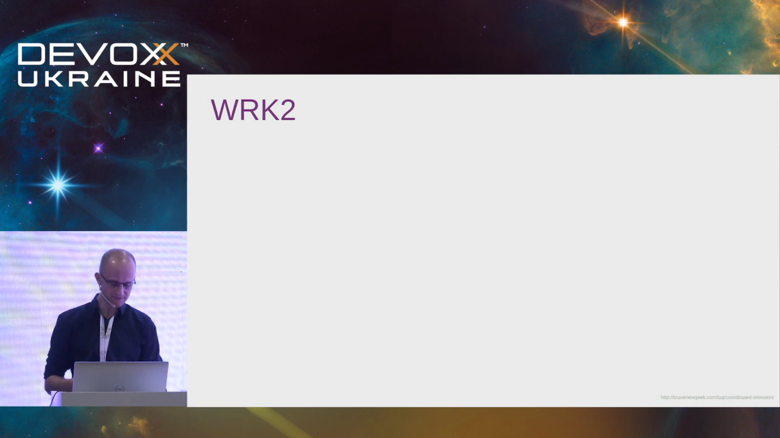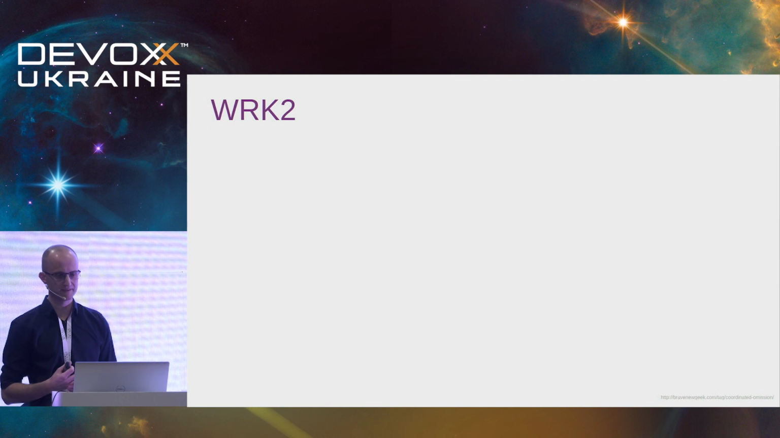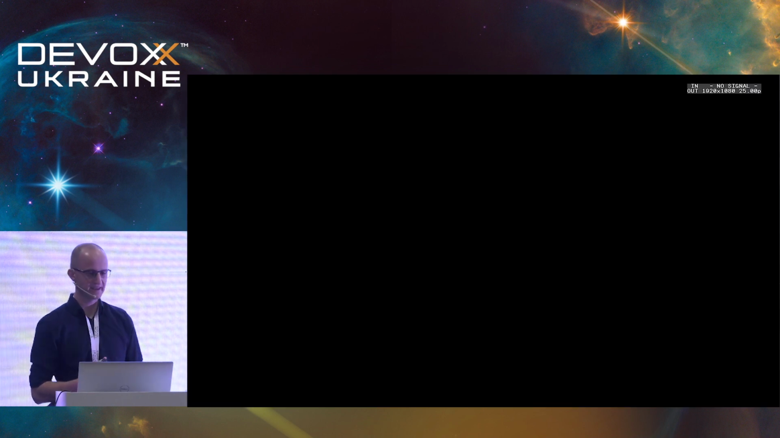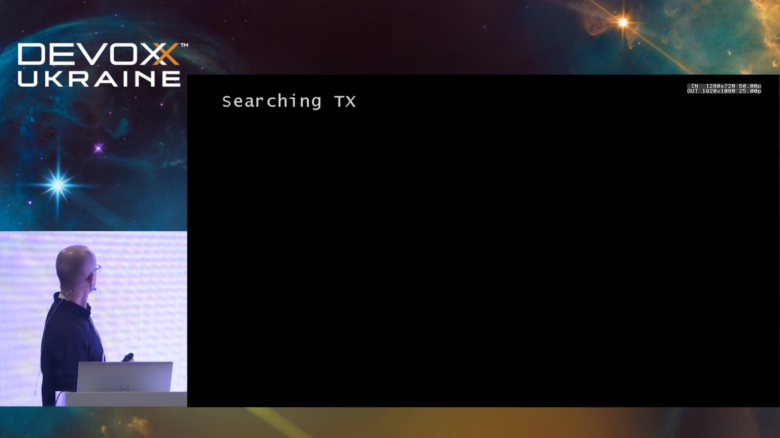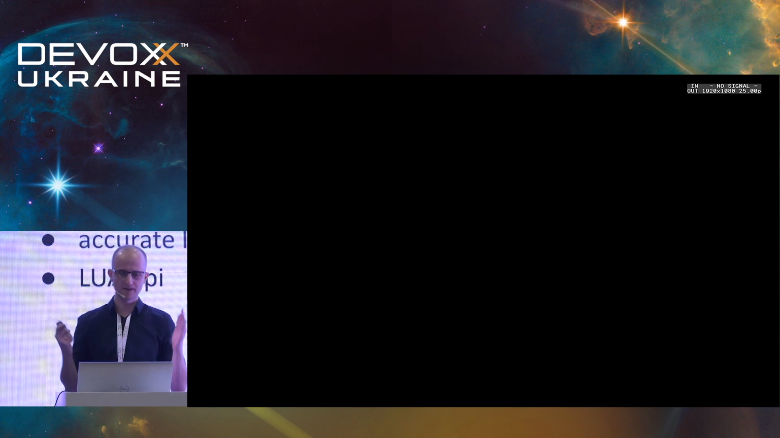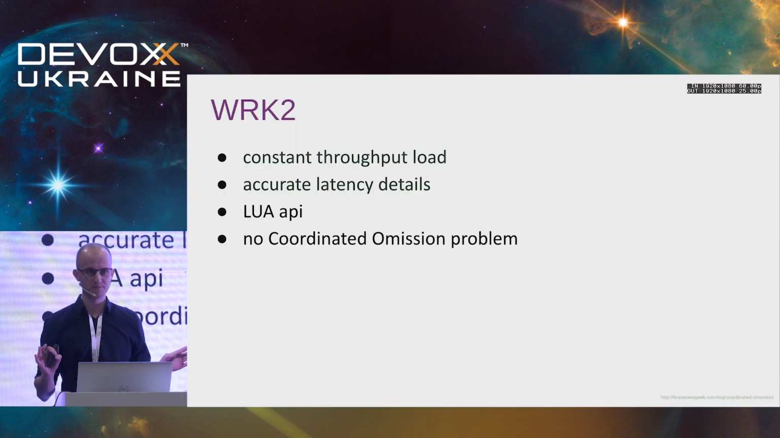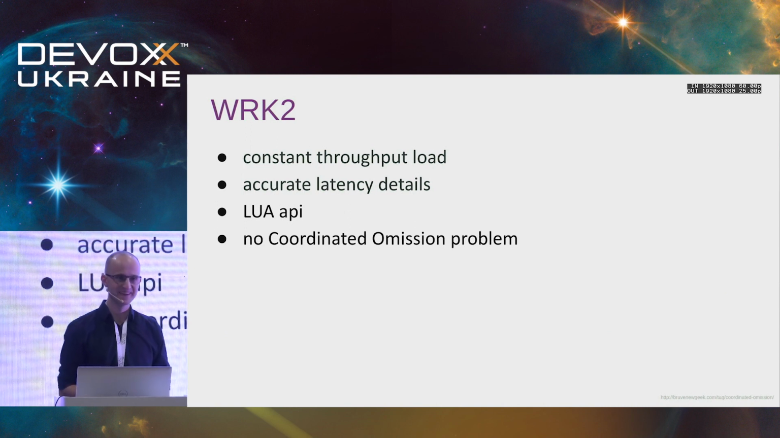No questions. So is there a tool that I could use that doesn't have this problem? Yes, there is. It's wrk2. Guess who is the author? Of course, the same author. And guess who is the author of HdrHistogram? So this tool will provide you constant throughput load, accurate latency details, a Lua API, and no coordinated omission problem. Am I using it? No, mostly. Why?